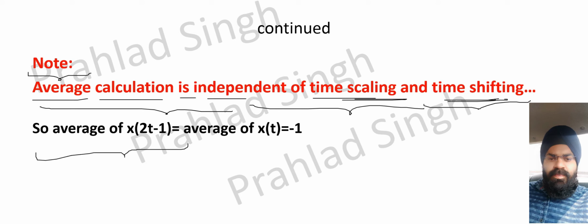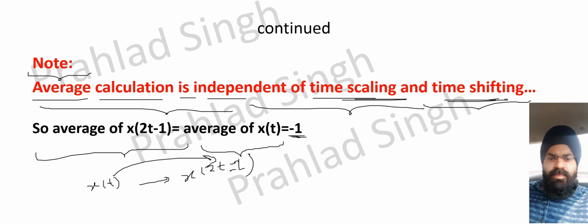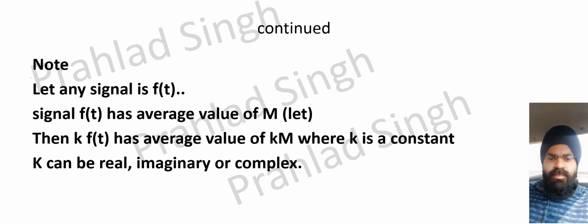So the average of x of 2t minus 1 is equal to the average of x(t), because between x(t) and x of 2t minus 1, there are two operations performed: time shifting and time scaling. But average calculation is independent of time scaling and time shifting, so both have the same average value, which is minus 1. Here is another important note: let any signal be f(t).